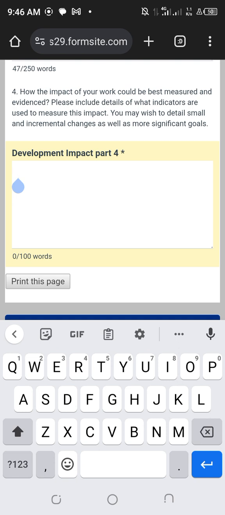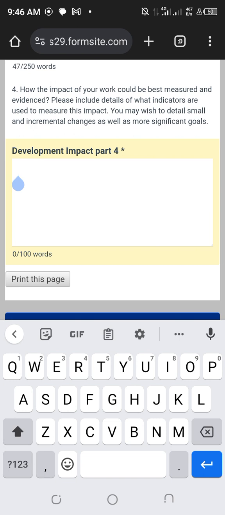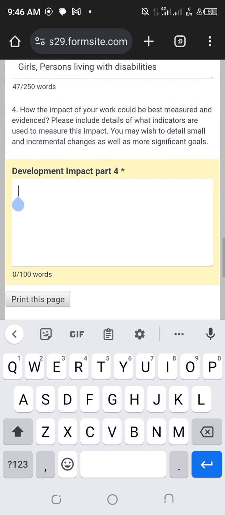Okay. So this development impact part 4 is all about the figures, mentioning the numbers. If it is measured in percentage, fine. If it is measured directly in numbers, it's also good. But you have to state it. They want to see how far your project will go. How many persons will it touch? That is what this development impact part 4 is about. How many persons will it touch? Okay. Just give it in details.